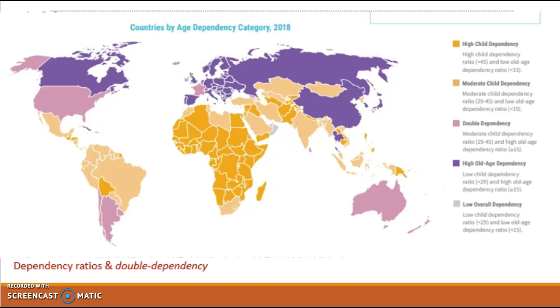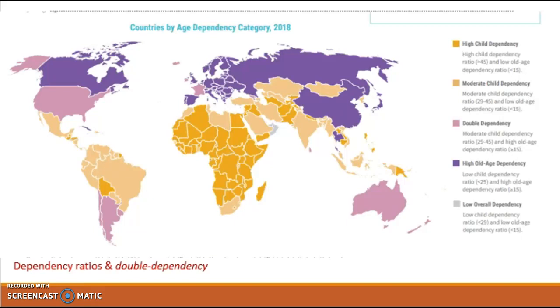You'll notice places like China, Russia, most of Europe, Canada have a high old age dependency. Again, meaning that their population is aging, the dependents are moving into retirement, and there are fewer young children to come along to support them.